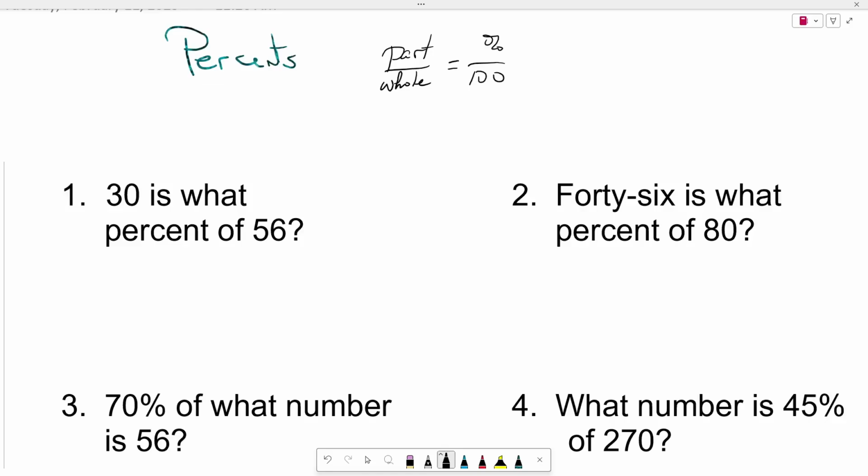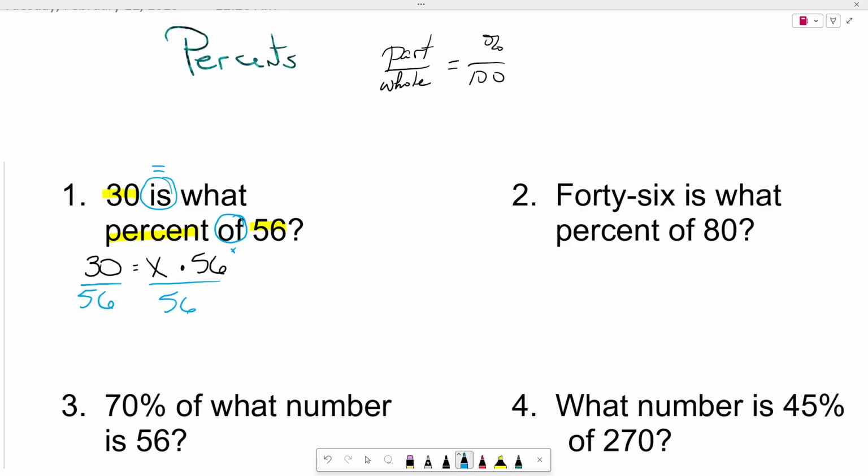Okay. We can do these things in words as well. Looking at our first example here, it says 30 is what percent of 56? Remember, when we're translating math problems, the word "is" is our equal sign, and "of" is our multiplication sign. So we can set these things up as an equation. It'll be something like 30 equals what percent, that's an X, of 56.